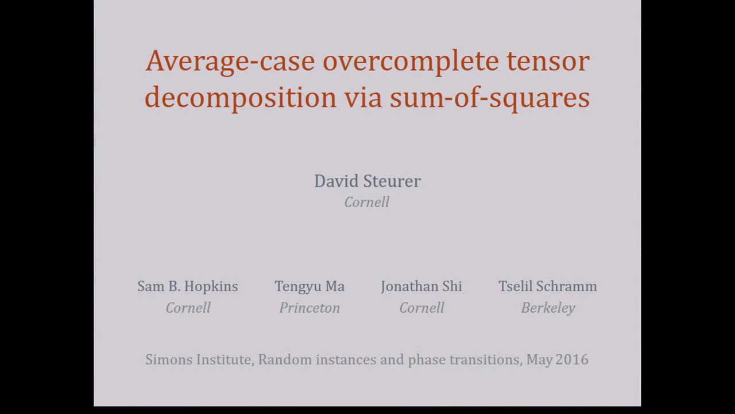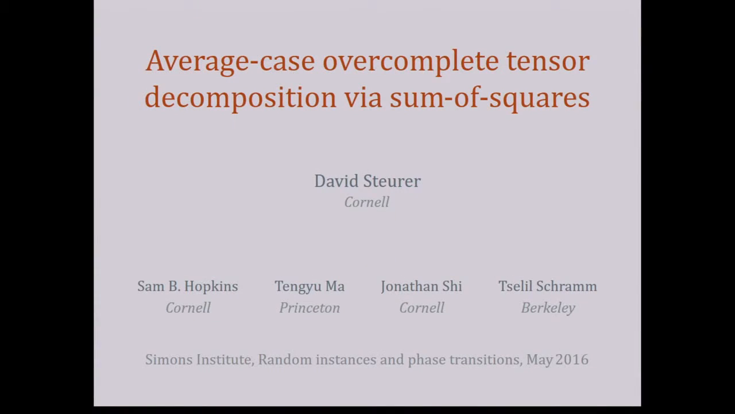Right, so I will talk about tensor decomposition and how to do that with sum of squares relaxations. This is based on two joint works with Sam Hopkins, Tengyu Ma, Jonathan Shi, and Cyril, who is in the audience.